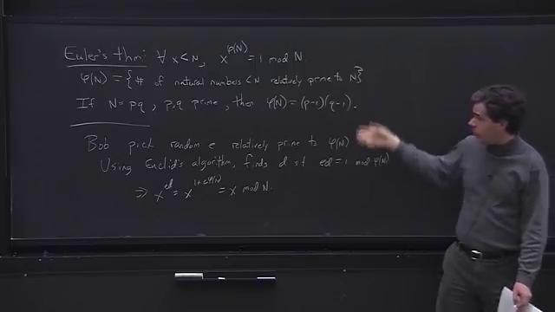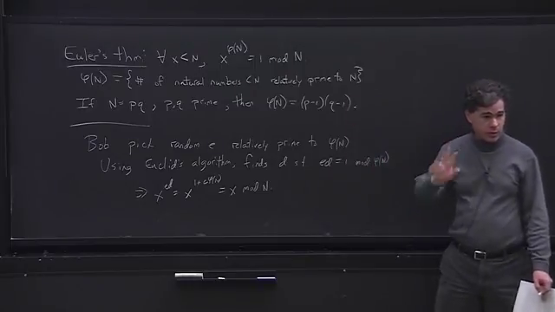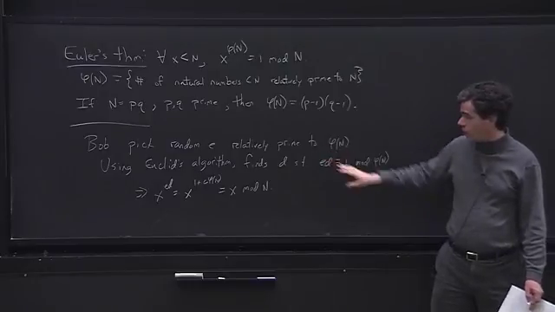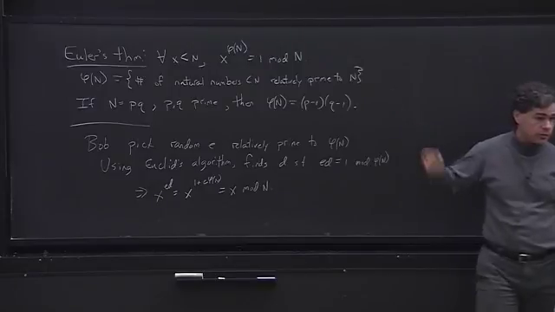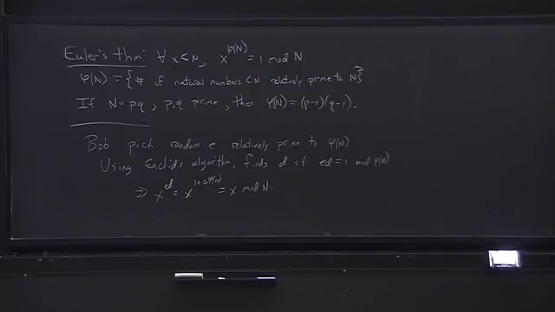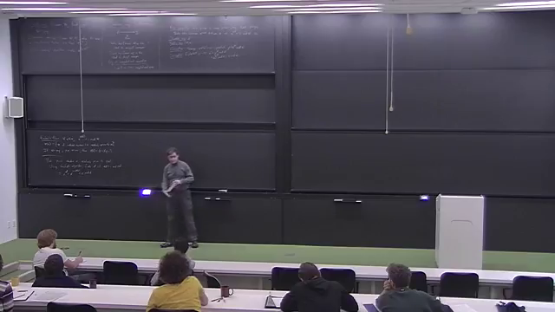Now, it's believed, although not known for sure, that this works the other way also: that if Eve can break RSA by finding D, then she can also factor large numbers, or at least it's similarly hard. But like I said, we don't know that for sure.